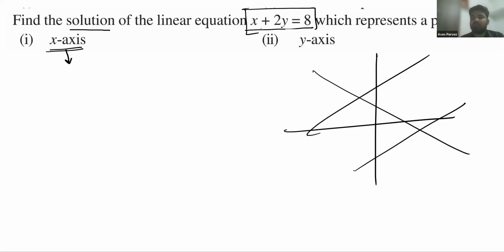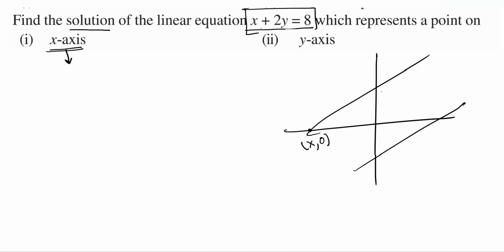Okay, that it may cut here. So wherever it is cutting the x-axis, on the x-axis we are confirmed that y will be 0. And there must be some value of x. So we can assume that the coordinate will be in the form of some value of x, and y will be 0.